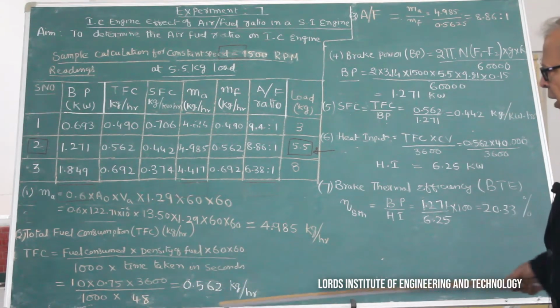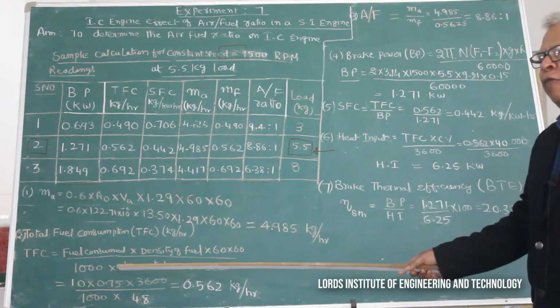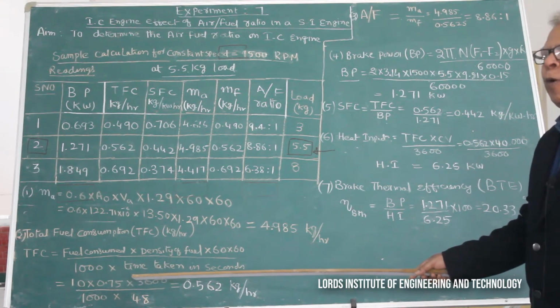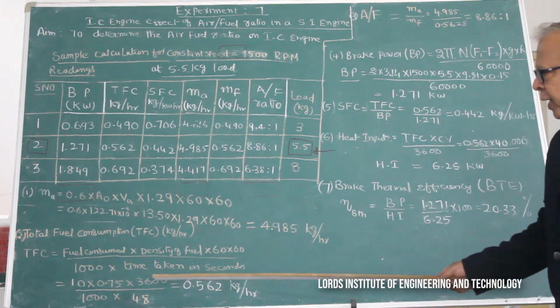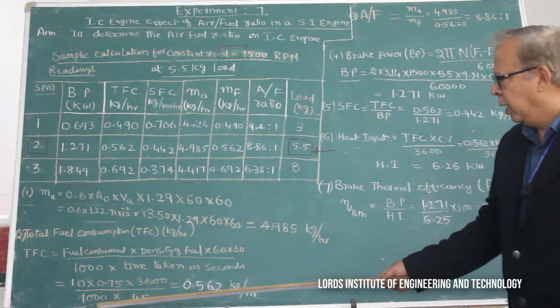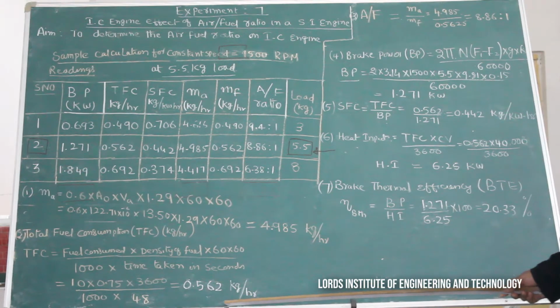So I am using this formula. Now it is 10, the amount of fuel consumed, into the density of petrol, that is 0.75, into 60 into 60, I am calculating for an hour, divided by 1000 and then into 48. I get 0.562 kg per hour. That is the fuel consumed per hour, equal to 0.562 kgs. Okay. Now we can calculate the air fuel ratio directly here.